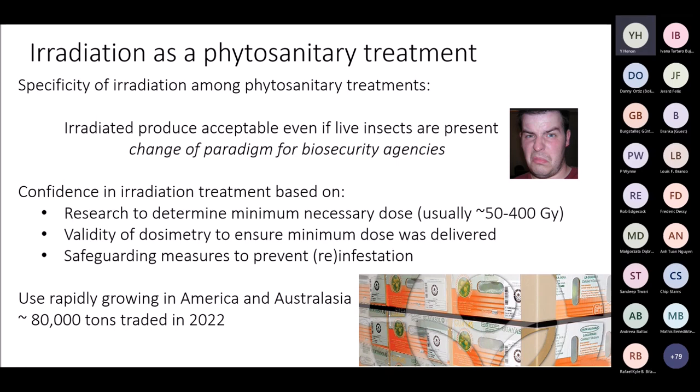And the confidence in the treatment is based, well, first on research, to determine properly the dose that is needed to achieve the effect, so for example, no emergence of adults. Second, the fact that the dosimetry has been correctly done. And third, that precautions have been taken to prevent infestation before treatment or reinfestation after irradiation treatment of the products. And there is an interesting growth of this application, in particular in America, the US being the first importing country for irradiated produce, and also in Australasia, in particular Australia.